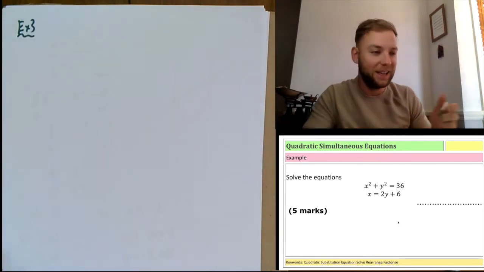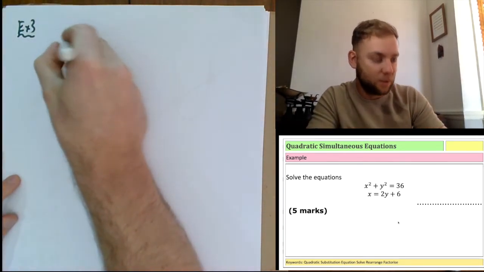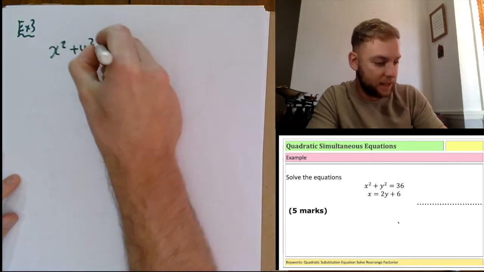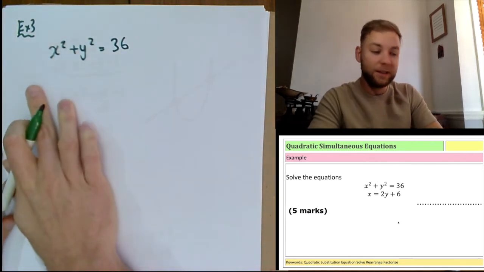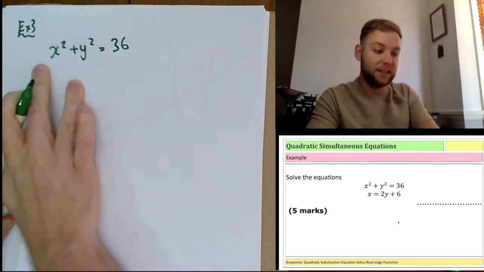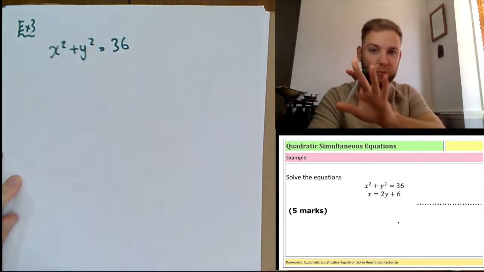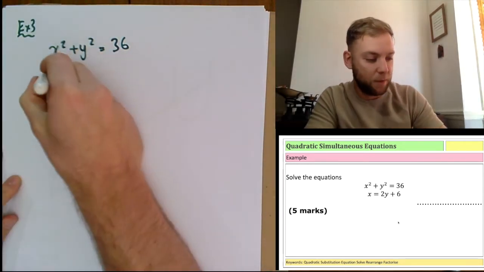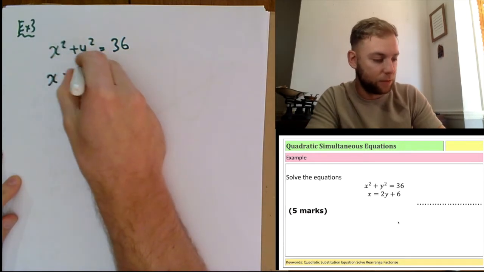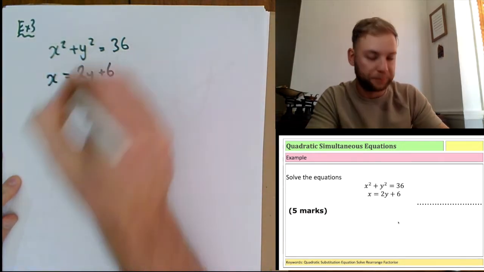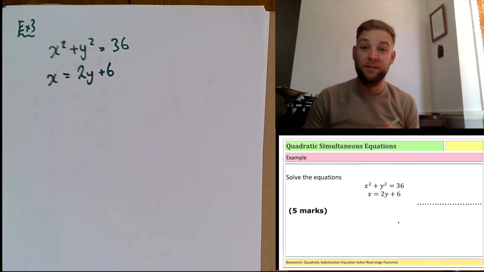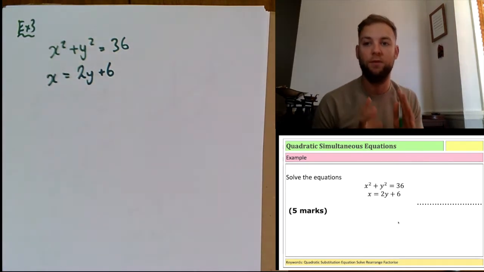So here I've got x squared plus y squared is equal to 36. Now you don't need to know this, but this is actually a circle, centre 0, 0, radius 6. But we'll talk about that at a different time. And here we've got our linear equation, x is equal to 2y plus 6. Now, there's lots of different steps to this, so I'm going to take them really, really slowly.